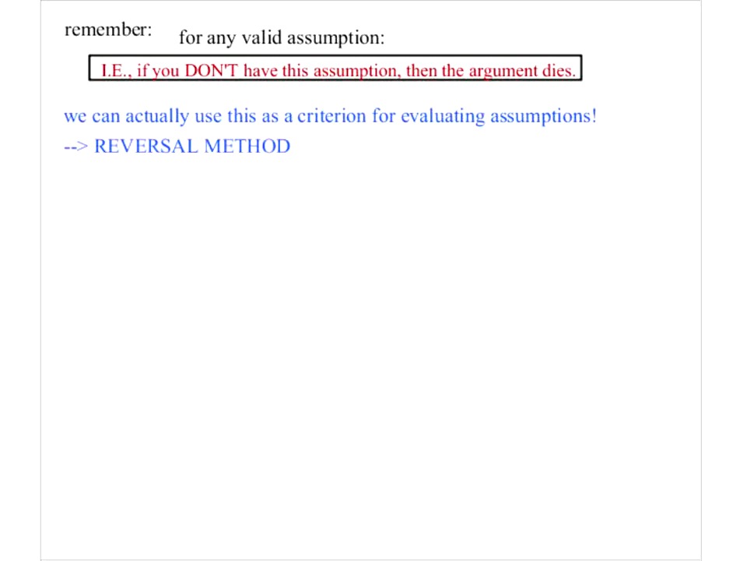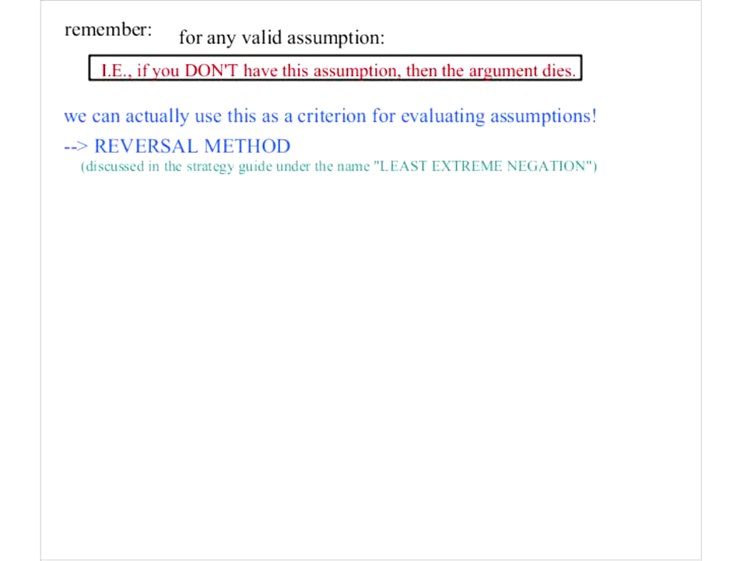The reversal method is also discussed in the strategy guide. It has a different name in the strategy guide. Here's what it's called: least extreme negation. The way this works is you use this fact to actually go through your potential assumptions and evaluate them.